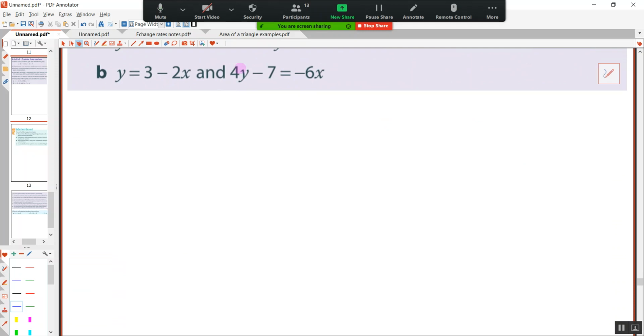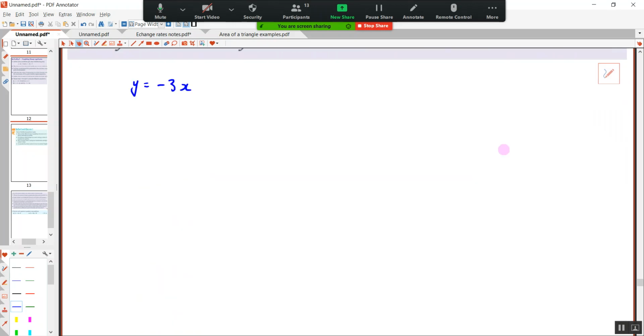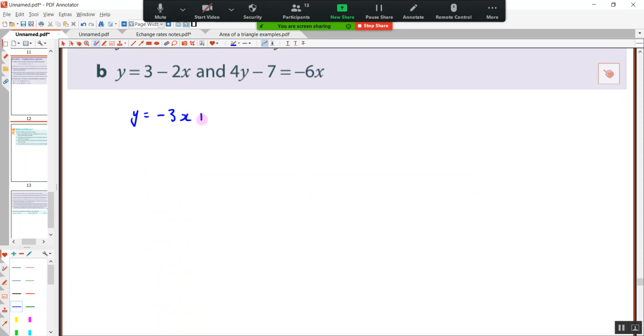So, what is it? Y is -3x plus 1 and y equals 2x minus 4. All right, so we've got x is 1 and y is -2. That means if we do -3 multiplied by 1 plus 1, I should get the answer -2.